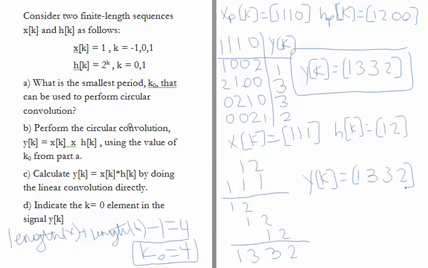Which, as you can see, is the same thing we got with the circular convolution. So we know that we've done our convolution correctly. And then to find our k equals 0 index, we can look at where our values line up for our 0 indexes for our two functions, and that will be our k equals 0 index.